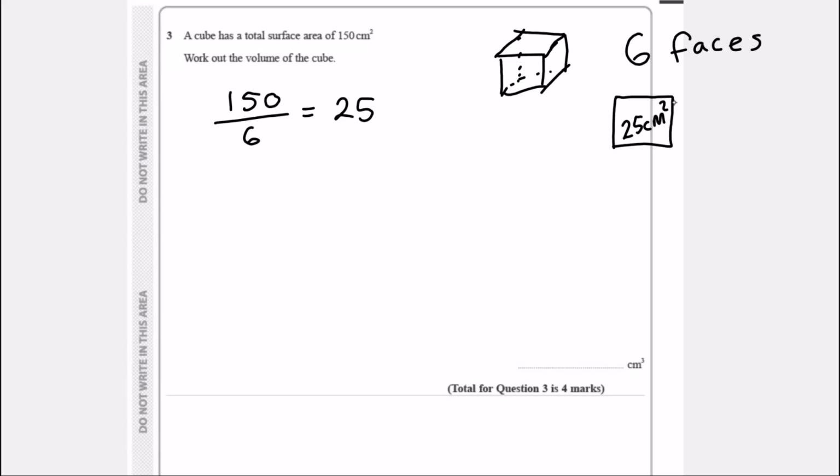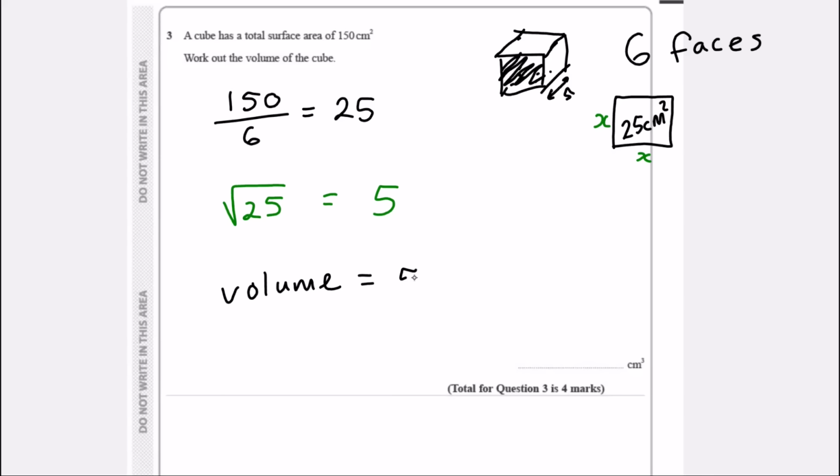We can work out the length by square rooting 25. So what number times itself equals 25? That's 5. So each length is 5 centimeters. And the volume of a cube is length times width times depth, or just the area of the front times how far back it goes. So 5 times 5 times 5, 125. And we measure volume in centimeters cubed.